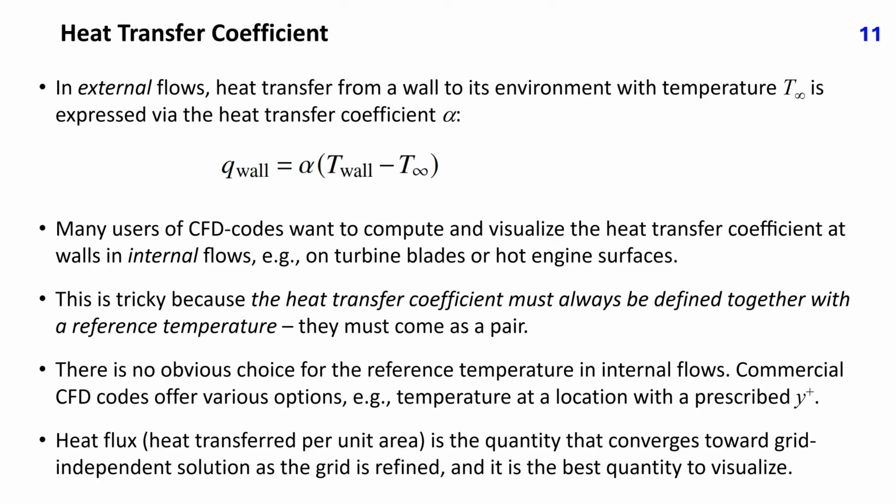Commercial CFD codes offer various options, for example, temperature at a location with a prescribed Y+. Heat flux, that is, heat transferred per unit area, is the quantity that converges toward a grid-independent solution as the grid is refined, and it is the best quantity to visualize.